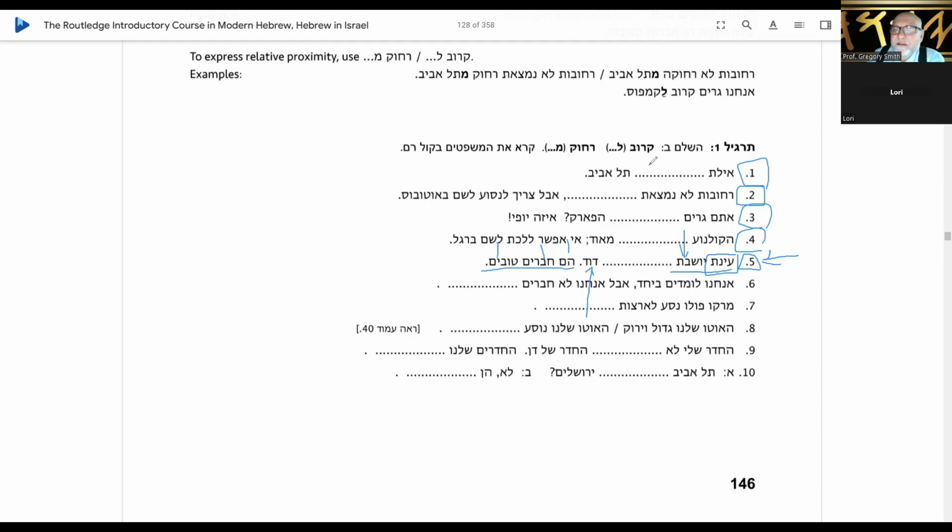So what we need is, I bet you it's karova le. Go for the gusto here. Einat is sitting close, and then we need a lamed here. Le David, close to David. Now, why would I match gender? Is that an adverb? Oy vey, when am I going to get this figured out? Hem haverim tovim. Okay, I'm just going to put karova, because I'm going to try to match Einat. But if it's not, then I'm just going to default on this stuff here, because I'm not quite clear about how the adverb fits in there.